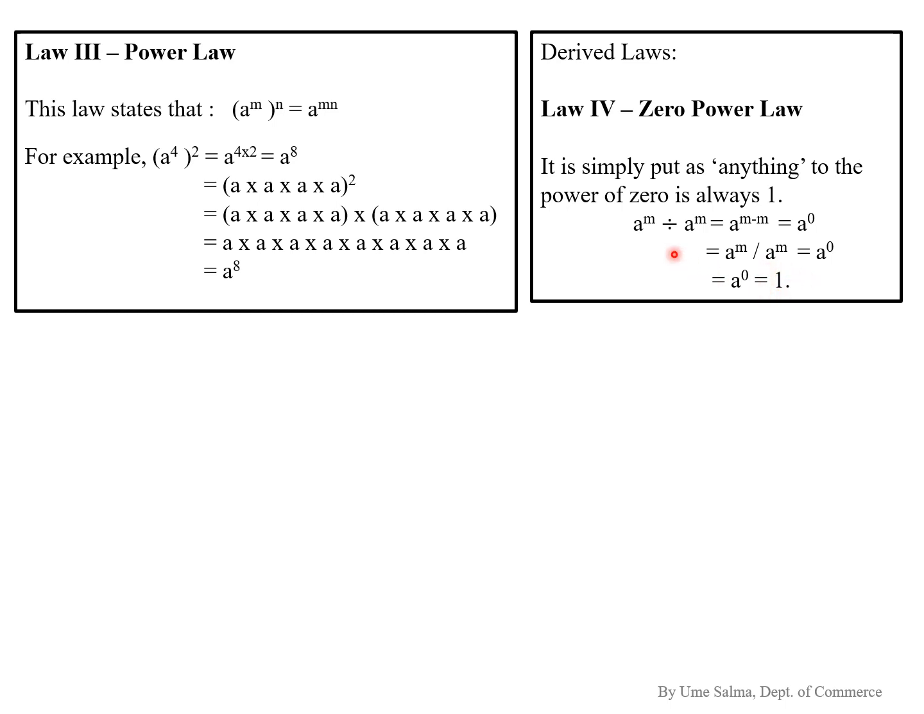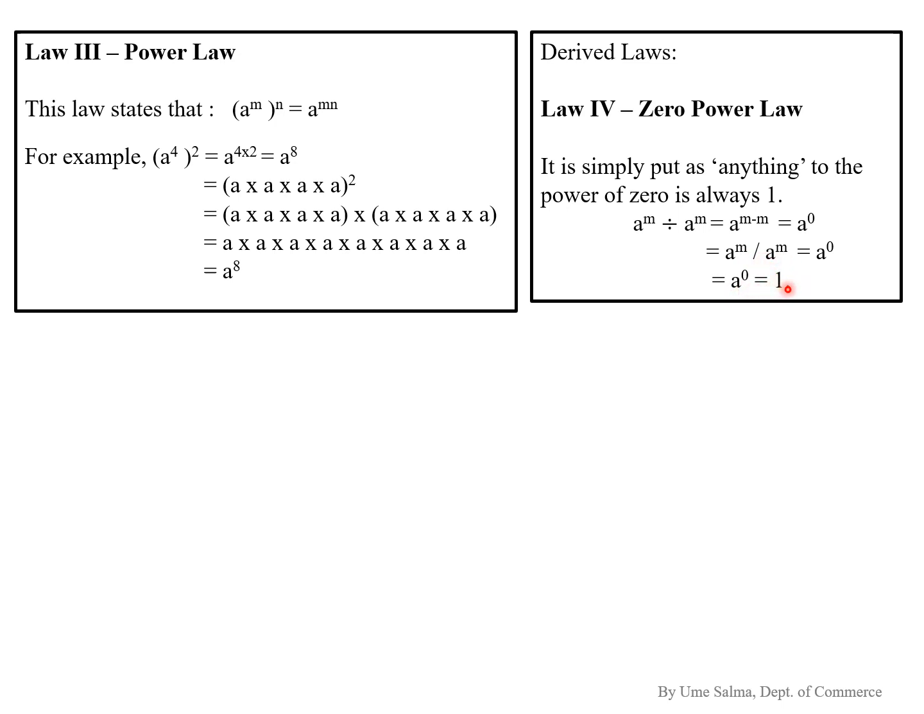A to the power m divided by a to the power m will give you a to the power m minus m, which can be written as a to the power 0. Again, this can be expanded in the following way. A to the power m divided by a to the power m, which will get cancelled and give you 1. So ultimately you have a to the power 0 is nothing but 1.